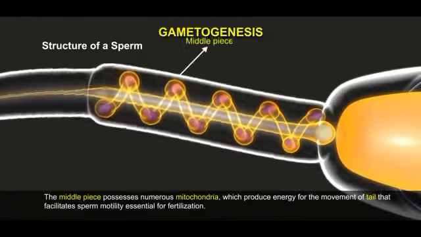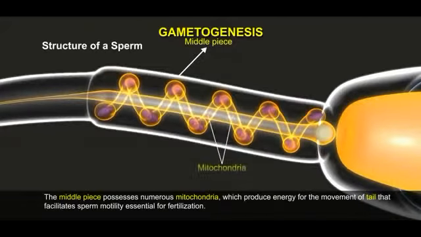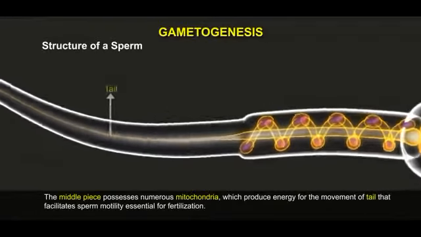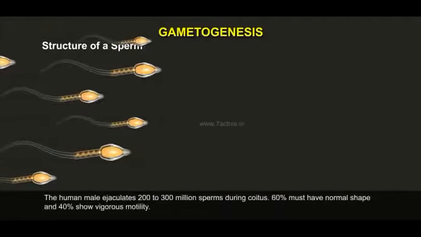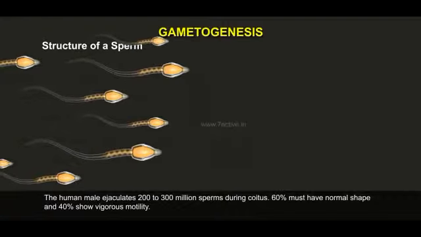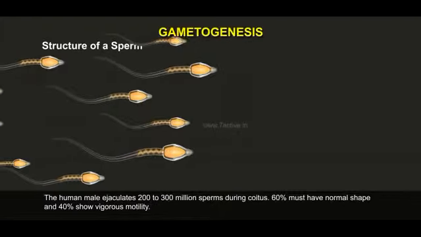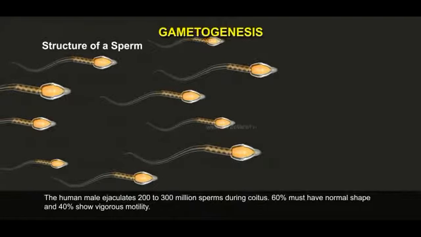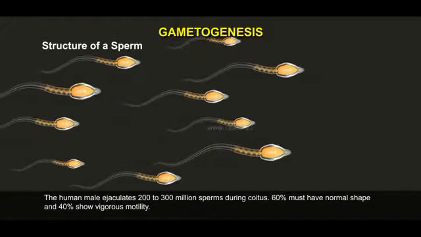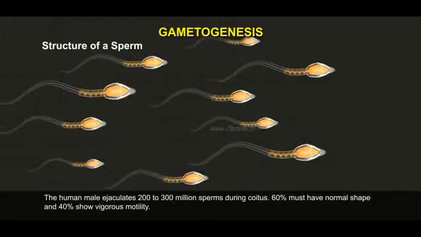The middle piece possesses numerous mitochondria which produce energy for the movement of the tail, which facilitates sperm motility essential for fertilization. The human male ejaculates 200 to 300 million sperms during coitus. 60% must have normal shape and 40% must show vigorous motility.